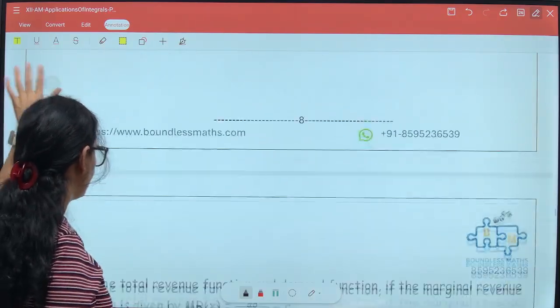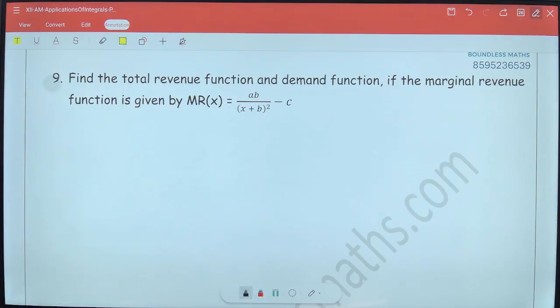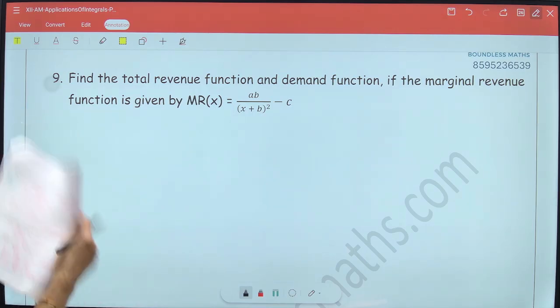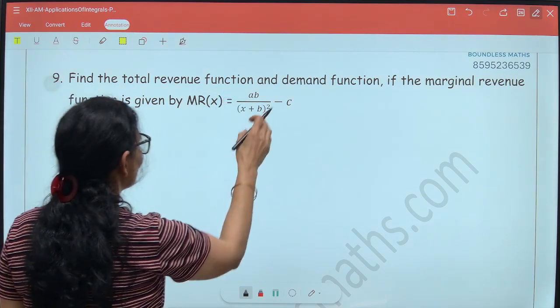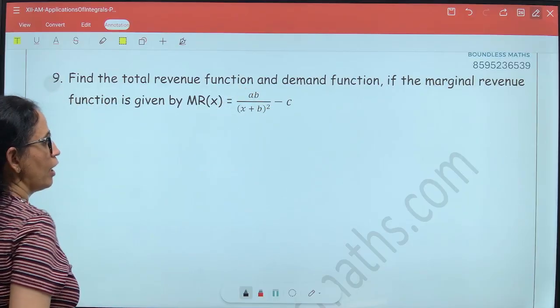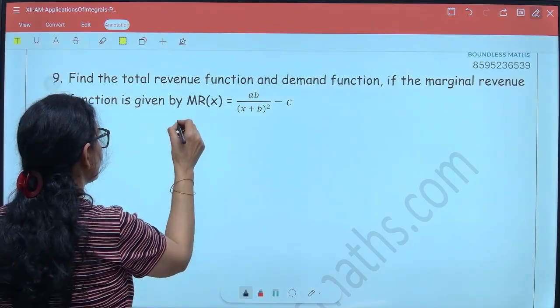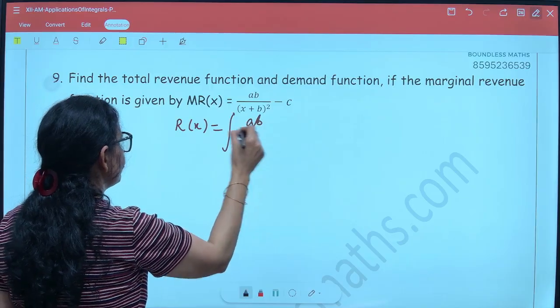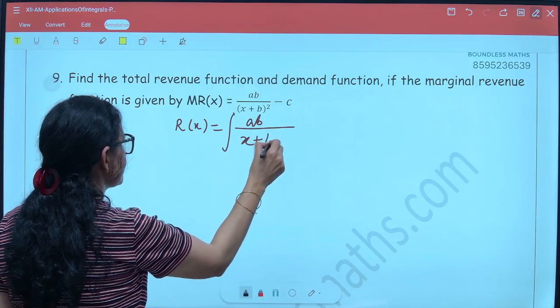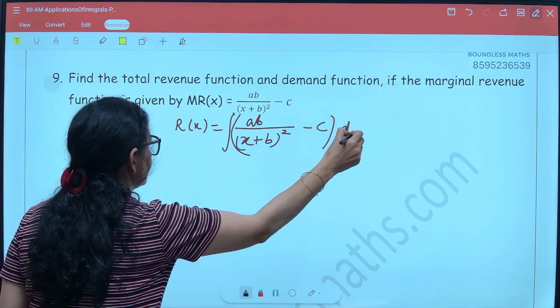Okay, wonderful. So let's move to the next question. Find the total revenue function and the demand function if the marginal revenue function is given by AB upon (x plus b) whole square minus c. Now here the marginal revenue is given in terms of certain arbitrary constants rather than numerical constants. So let's start by integrating this marginal revenue function, AB upon (x plus b) whole square minus c, put it into brackets and then dx.